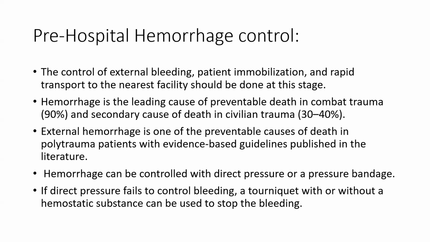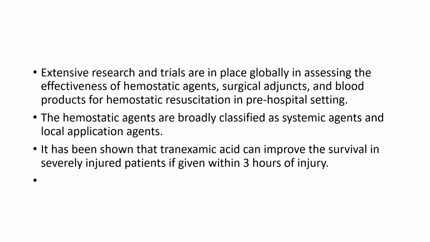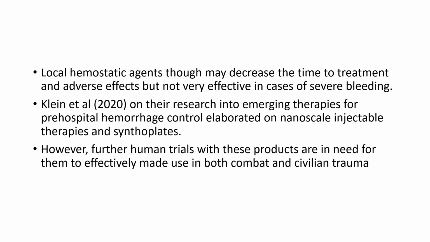If direct pressure fails to control bleeding, a tourniquet with or without hemostatic substance can be used to stop the bleeding. Extensive research and trials are in place globally in assessing the effectiveness of hemostatic agents, surgical agents, and blood products for hemostatic resuscitation in the pre-hospital setting. The hemostatic agents are broadly classified as systemic agents and local application agents. It has been shown that tranexamic acid can improve survival in severely ill patients if given within 3 hours of injury. Local hemostatic agents, though they may decrease the time to treatment and adverse effects, are not very effective in case of severe bleeding.